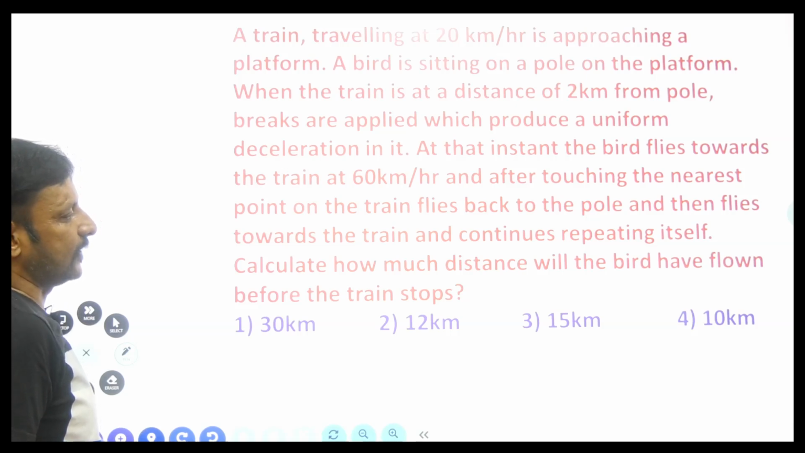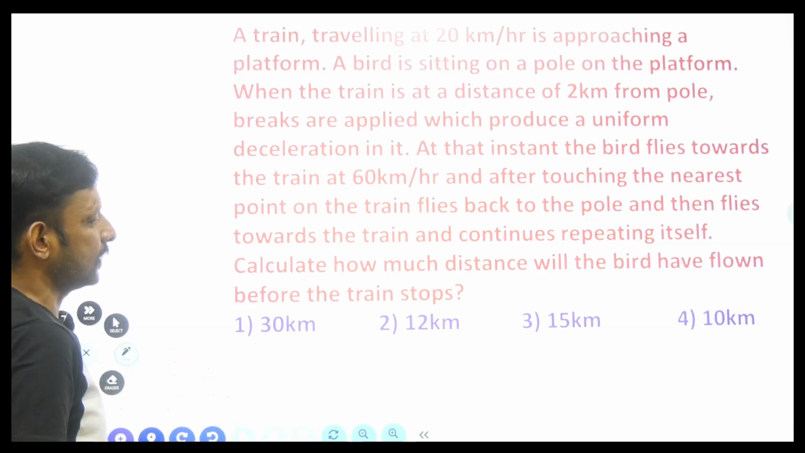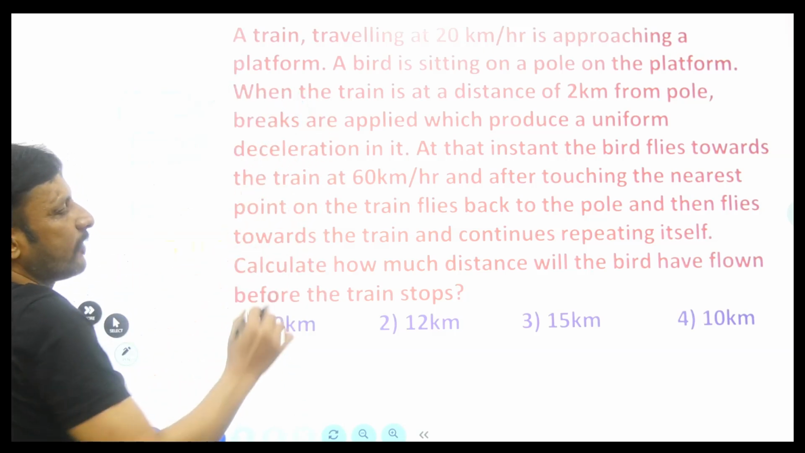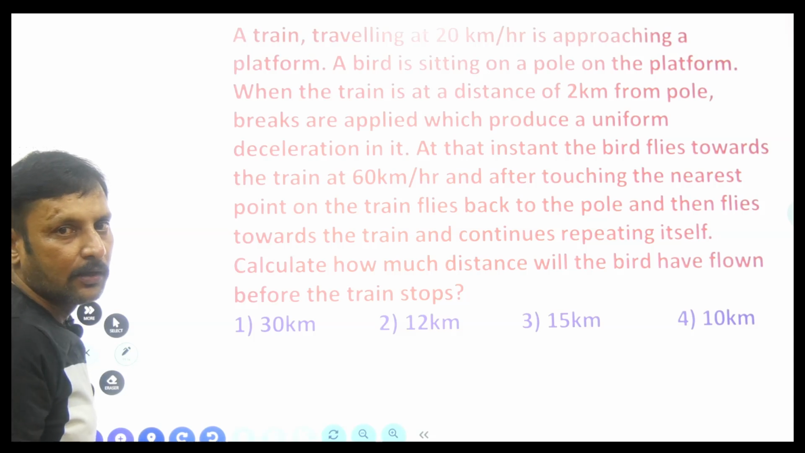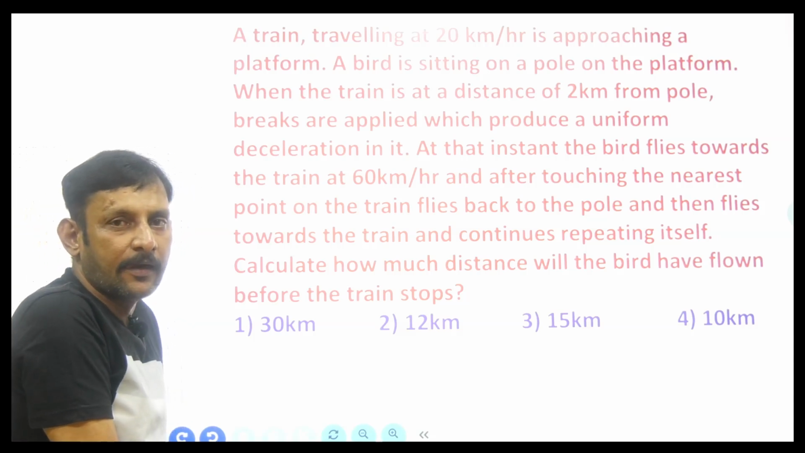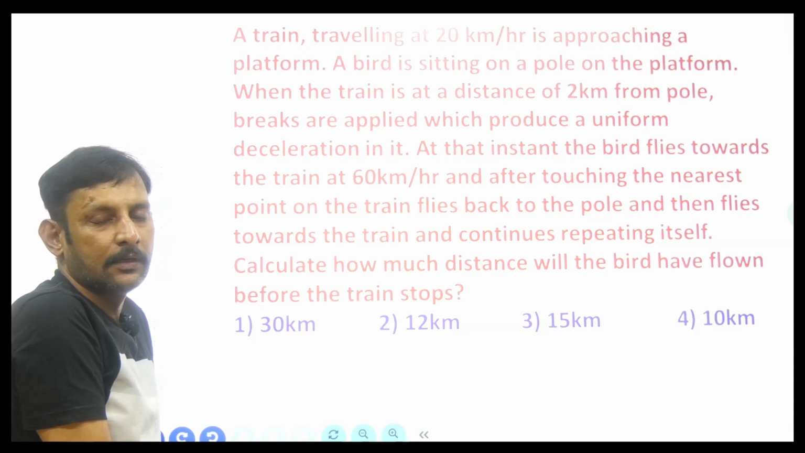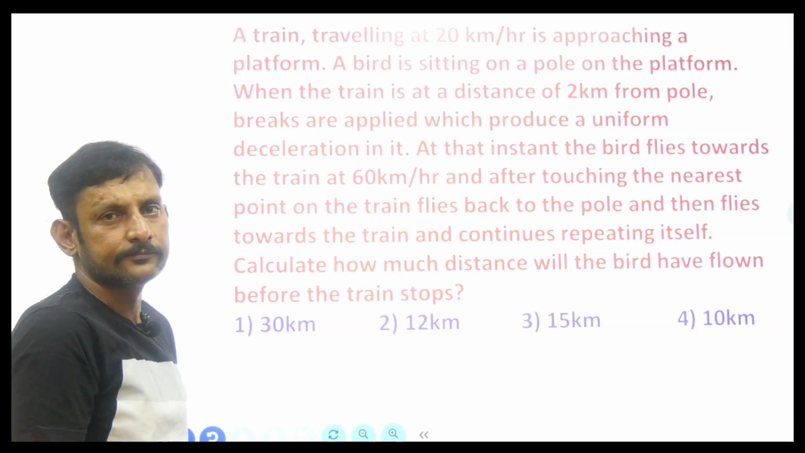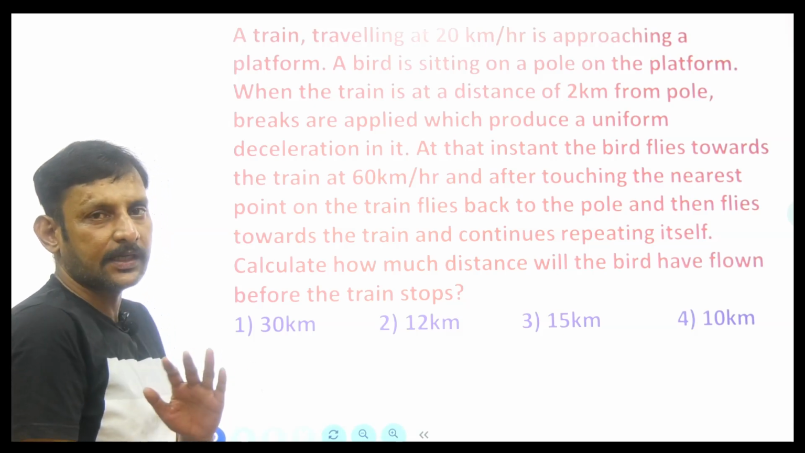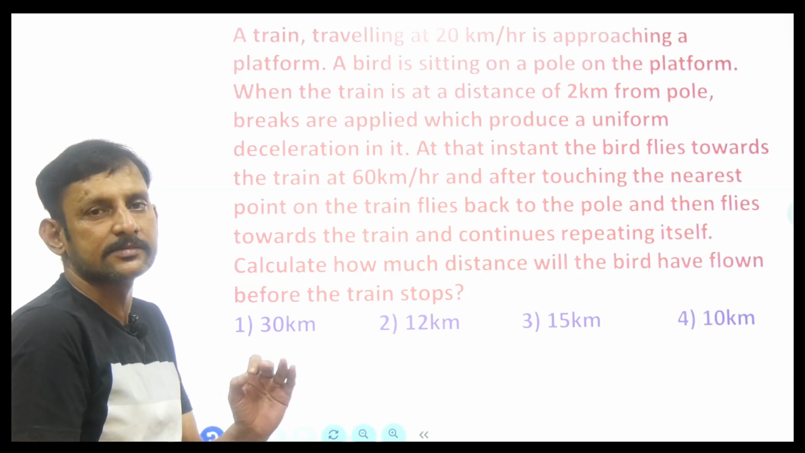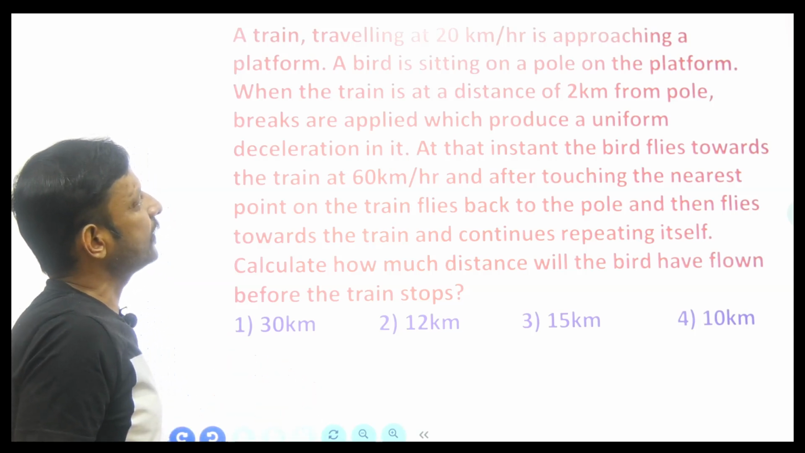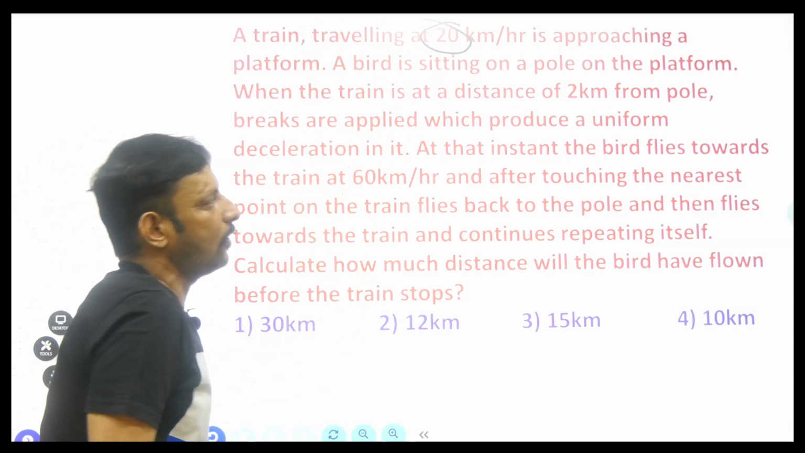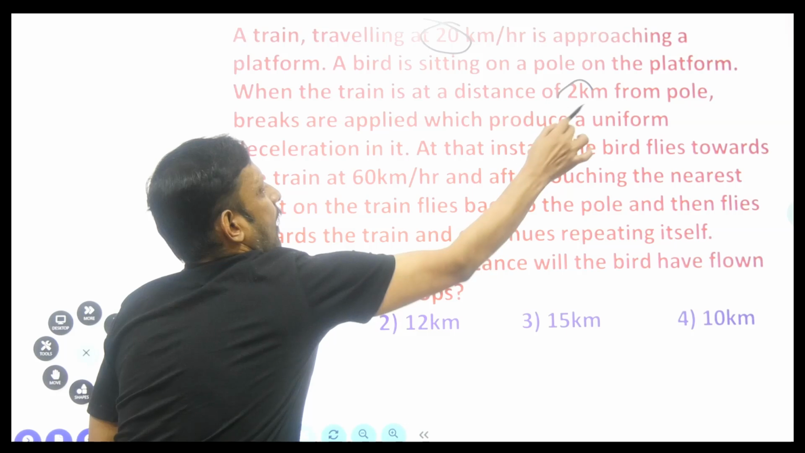Calculate how much distance the bird will have flown before the train stopped. See, in the previous 2 questions, 2 trains were moving in the opposite direction, but here only one train is moving towards a pole. You just tell me, does a pole have any speed? No, a pole doesn't have any speed. The speed of a pole is 0. And the speed of the train is 20 km per hour. And the distance between the pole and the train is 2 km.